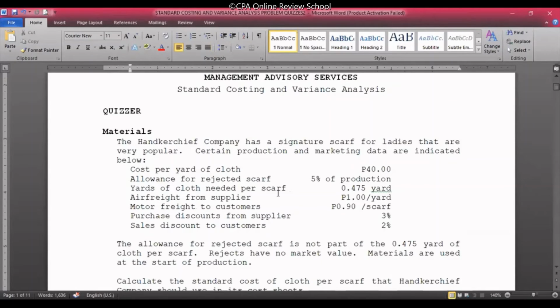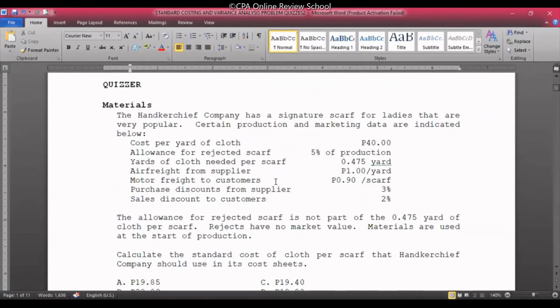Alright, so let's start with handkerchief company. Handkerchief company has a signature scarf for ladies that are very popular. Certain production and marketing data are indicated below. So usually ganito naman siya, di ba, kapag magsusolve ka under your standard costing. Alright, so cost per yard of cloth, andyan siya. Allowance for rejected scarf, may role yan mamaya. Yard of cloth needed, air freight, motor freight for customers, purchase discount, and your sales discount.